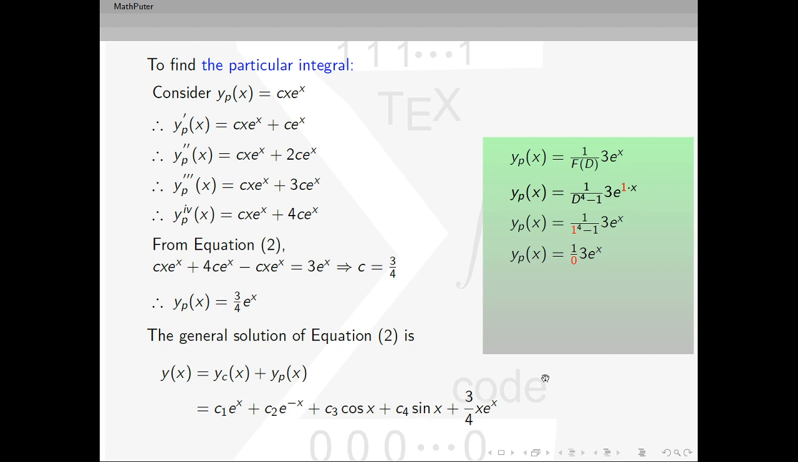This is the solution. Now let us see how we find the same thing, 3 upon 4 x e raised to x, using this method. When the denominator is 0 after substituting d is equal to 1, we differentiate the denominator. The denominator is d raised to 4 minus 1. We differentiate with respect to d. So the derivative is 4d cube. D raised to 4 has derivative 4d cube, and 1 has derivative 0, so it is 4d cube.